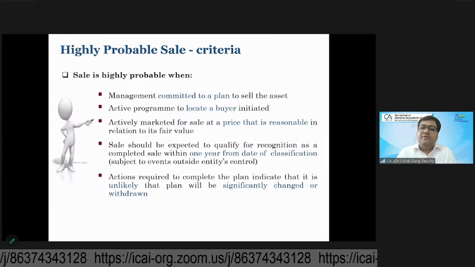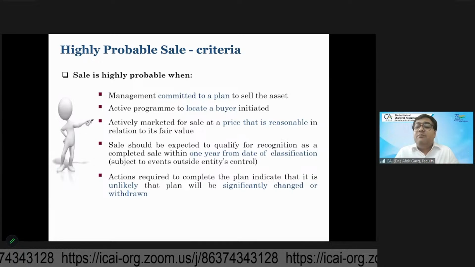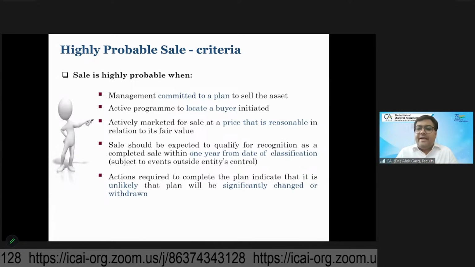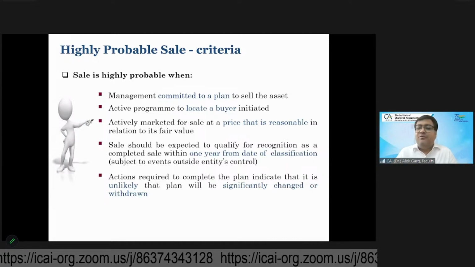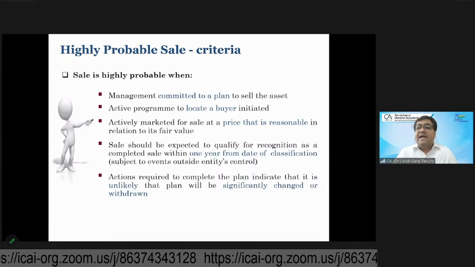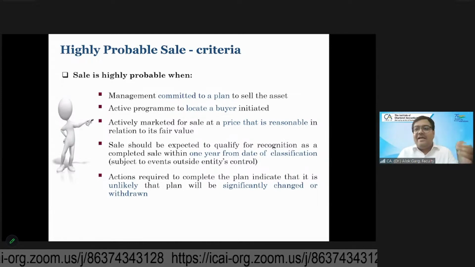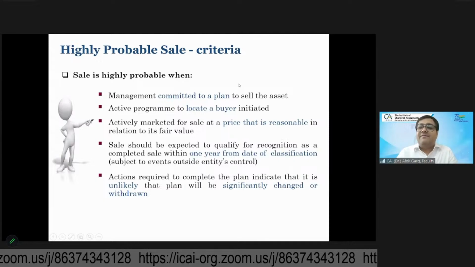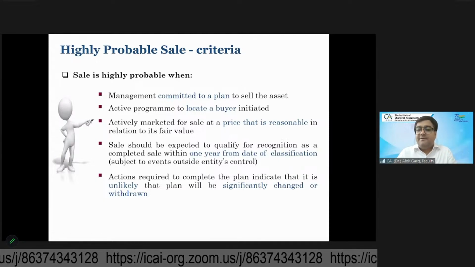Then the CFO told, sir, you have seen that we have already started moving our operations to the new factory, right? And our production is entirely stopped in this factory. The manpower has moved, everyone has relocated. We have purchased our guest house also near to the new plant. So it is unlikely that the sale plan will change, right? So these are the five conditions. If these five conditions are satisfied, then we can say that the sale is highly probable, right?